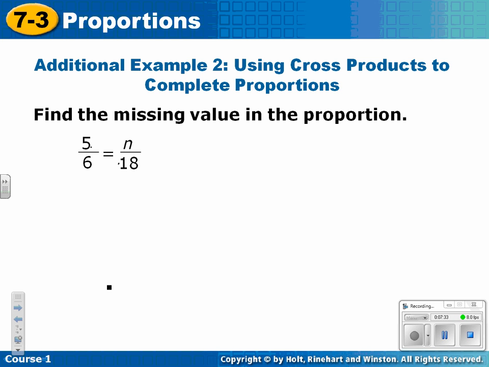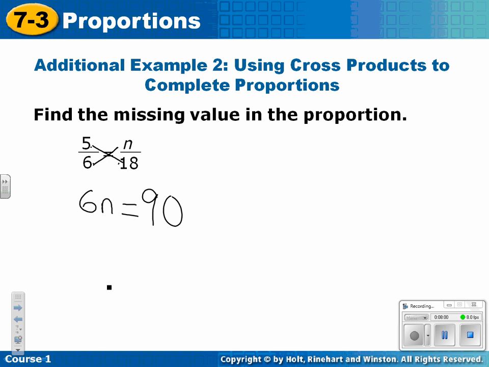This times this equals this times this. That means 6n, 6 times n, equals 90. 5 times 18 is 90. This times this equals that times that. Now, we have an algebra problem.